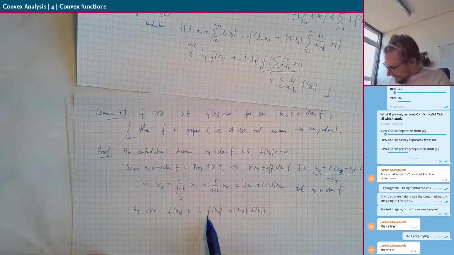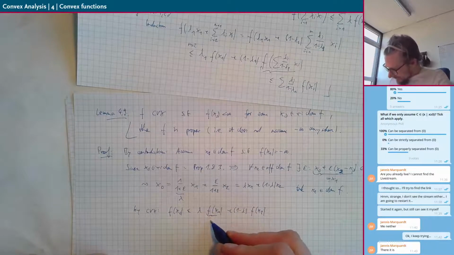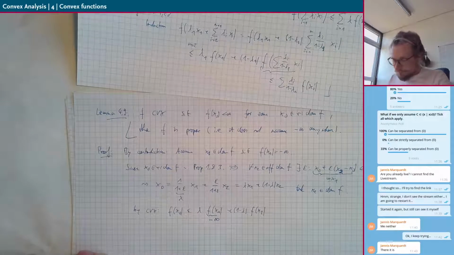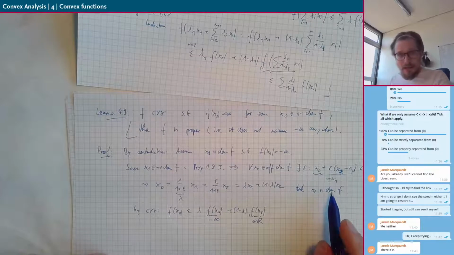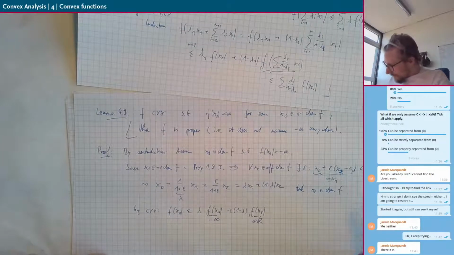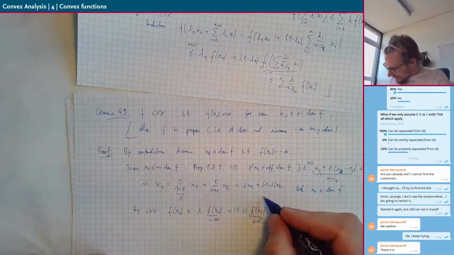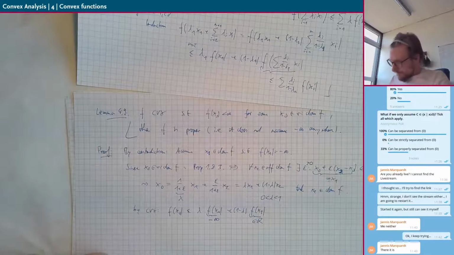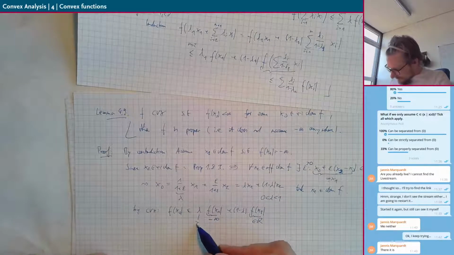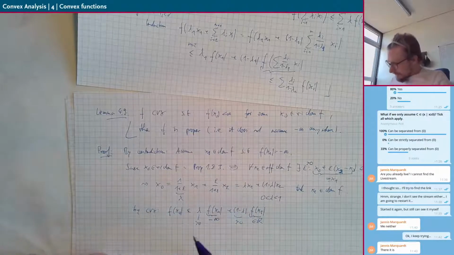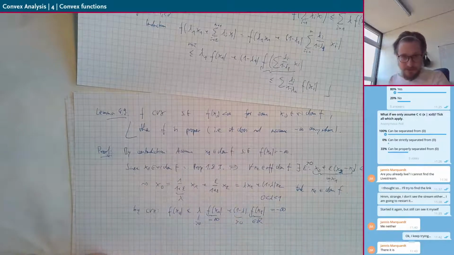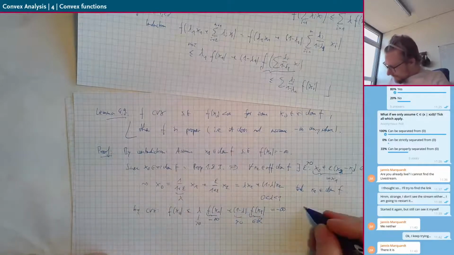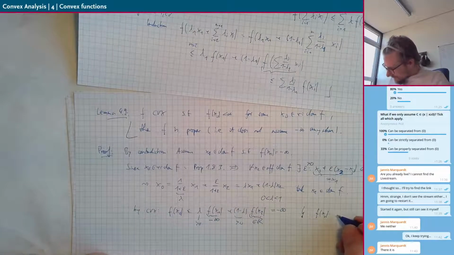However, at x1 we have minus infinity, and here we have a real number because x2 is in the domain. One more thing: I forgot to say epsilon is larger than 0, so the lambda is strictly between 0 and 1. So this thing here is especially larger than 0, and so by our calculus rules this is minus infinity. So this is a contradiction to f of x being finite.